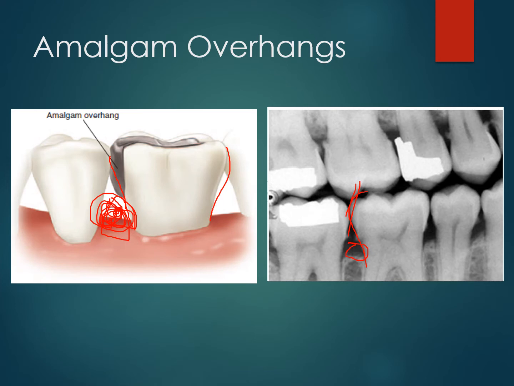It can cause pain, and it can also cause another cavity to form right underneath this area here, because food is getting caught here, plaque is getting caught here, and it's going to cause recurrent decay. And this is the area that we're talking about on this one. You can see this area up here where that overhang is sticking out on the side of the tooth.